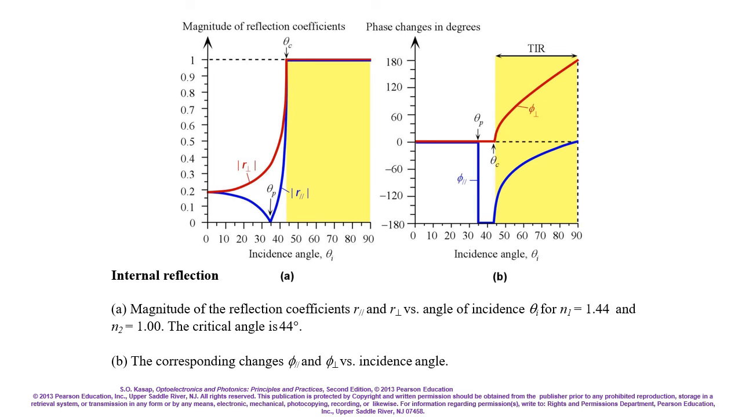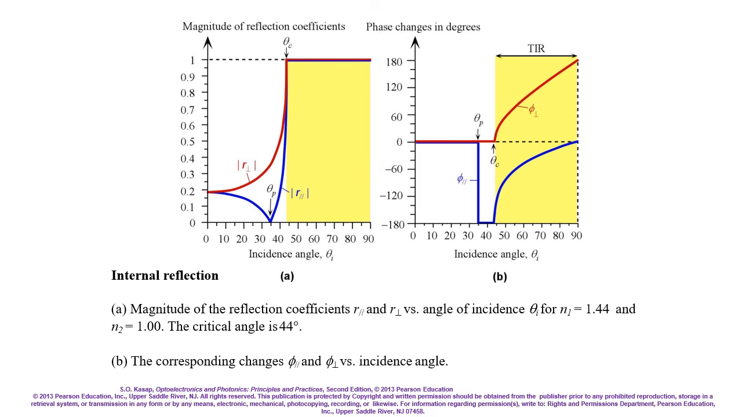And this is a figure that shows the magnitude of the reflection coefficients, parallel and perpendicular, versus the angle of incidence when n1 is greater than n2. So this is internal reflection, where n1 is greater than n2. Here we can see in this figure that the reflection coefficient for parallel goes to 0 at theta p, and for perpendicular the reflection coefficient becomes higher as it approaches theta c, which is the critical angle. It becomes 1, which is physically reasonable.